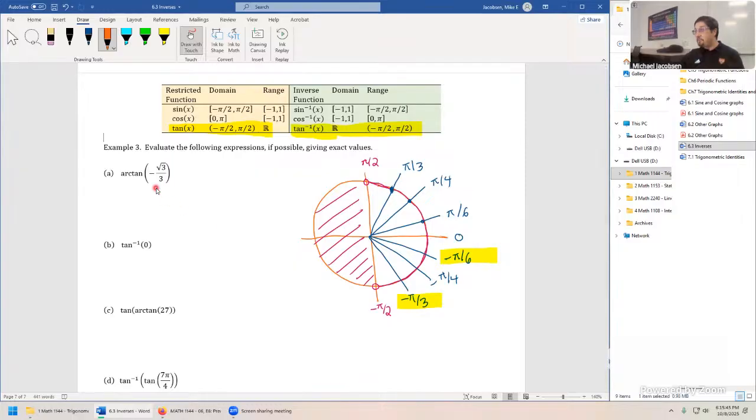If we get a negative root 3 over 3, we've found the angle. If we don't, we move on to the next one. So it's basically trial and error. You can use even more targeted guesswork, but we'll talk about that once we find the answer. Let's start with this one.